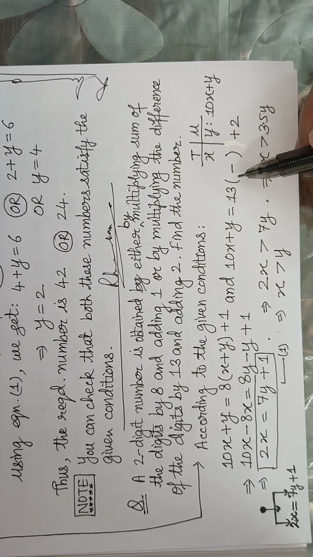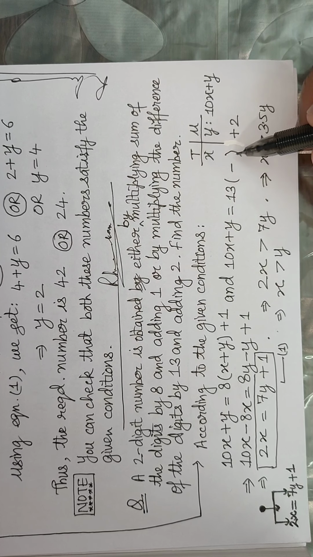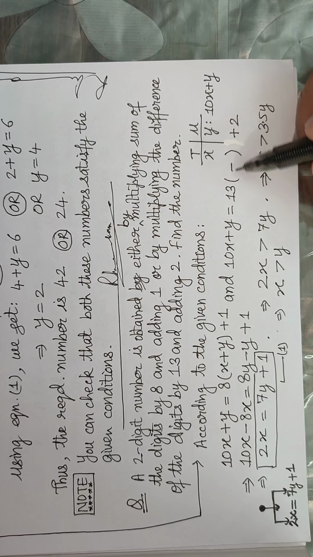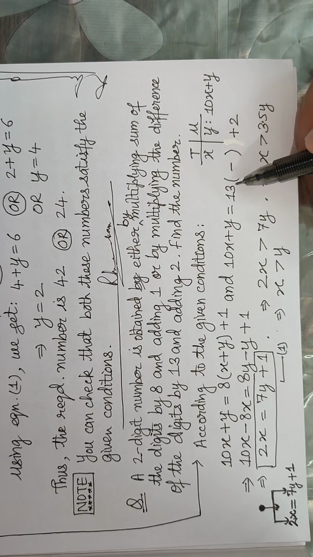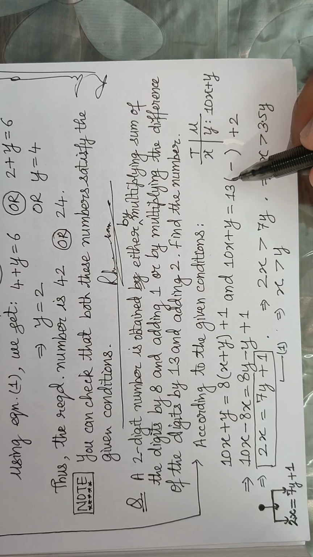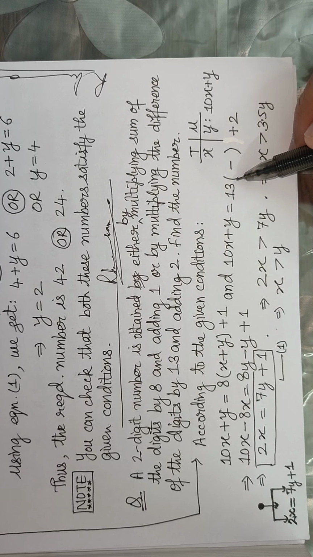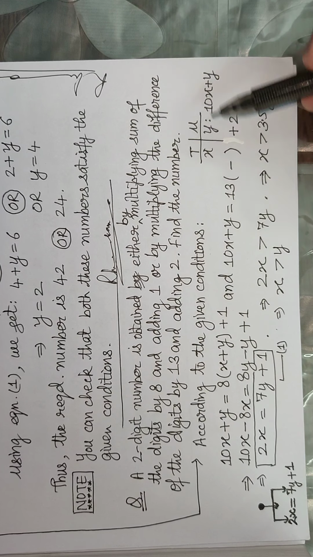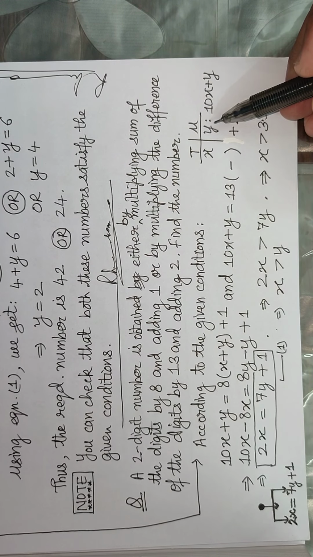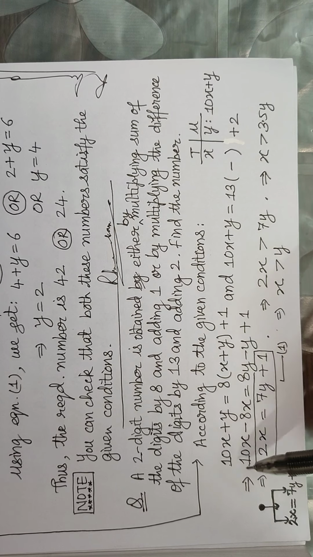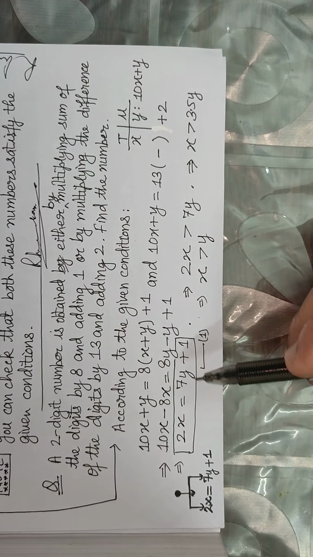Now you can see that I have left these two as blank spaces. I have not yet written x minus y or y minus x, simply because I do not know whether x is bigger or y is bigger. So let us first simplify the first equation.